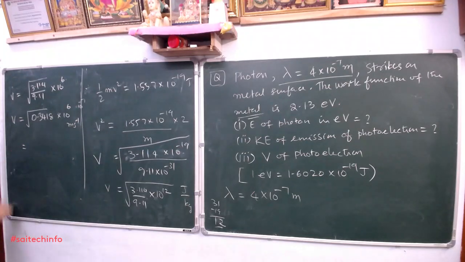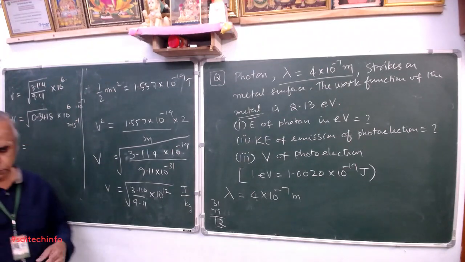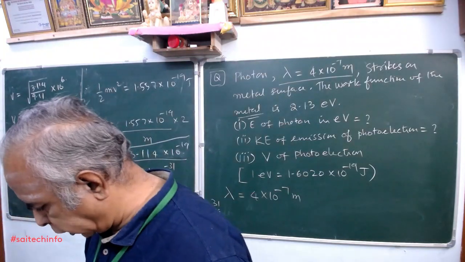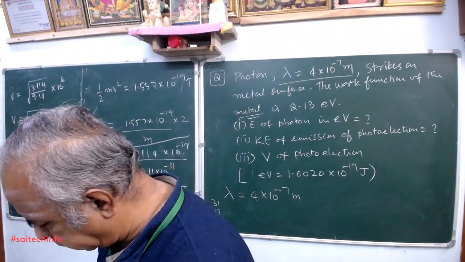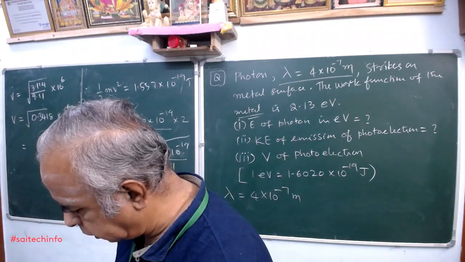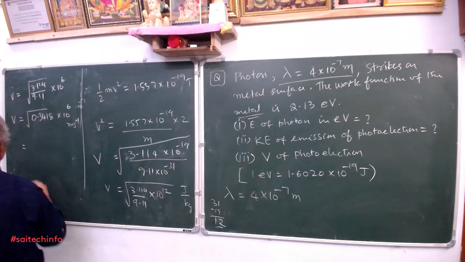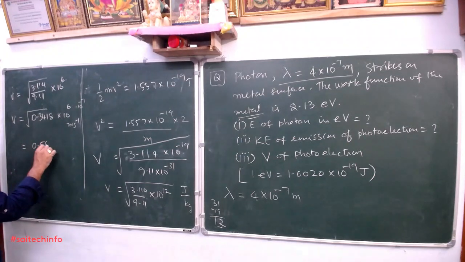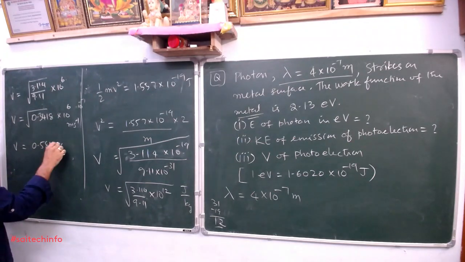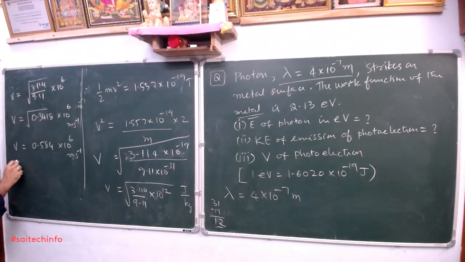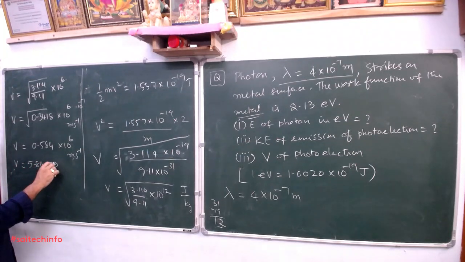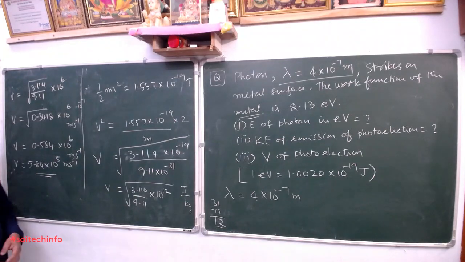So here, now taking the square root of 0.3418, it is 0.584 into 10 power 6 meter per second. So V is equal to 5.84 into 10 power 5 meter per second. Okay? Correct?